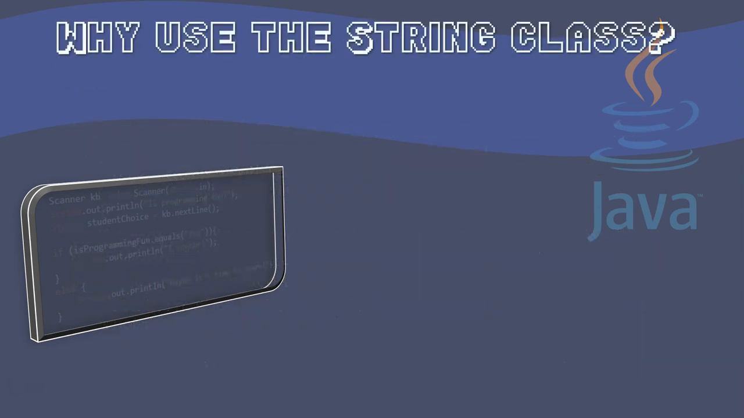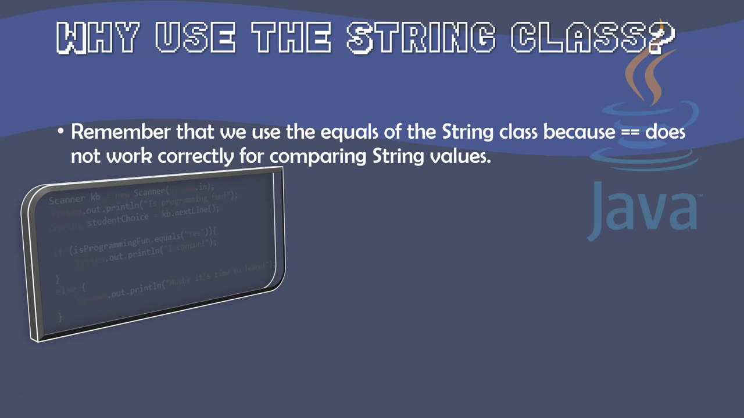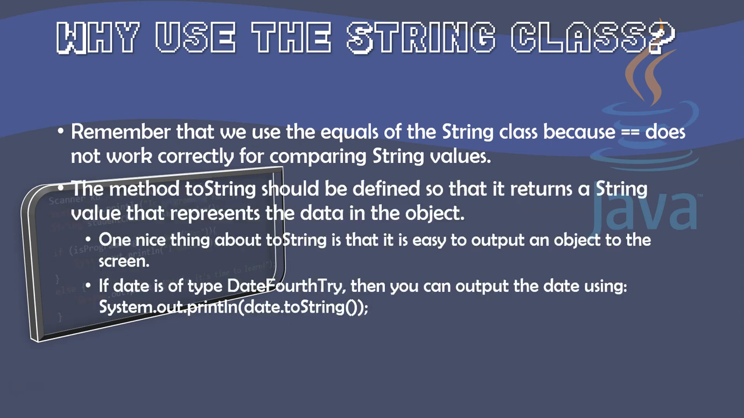Now, why are we using the equals method of the string class here? Well, as I've already mentioned, equals equals does not work correctly when you're comparing string values. It's perfectly fine for integers, perfectly fine for doubles, floats, etc. However, the method toString needs to be defined so that it returns a string value that represents the data in an object.